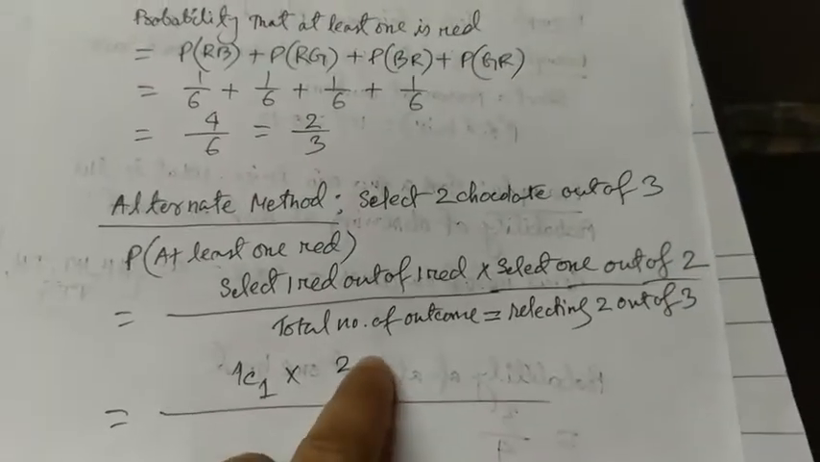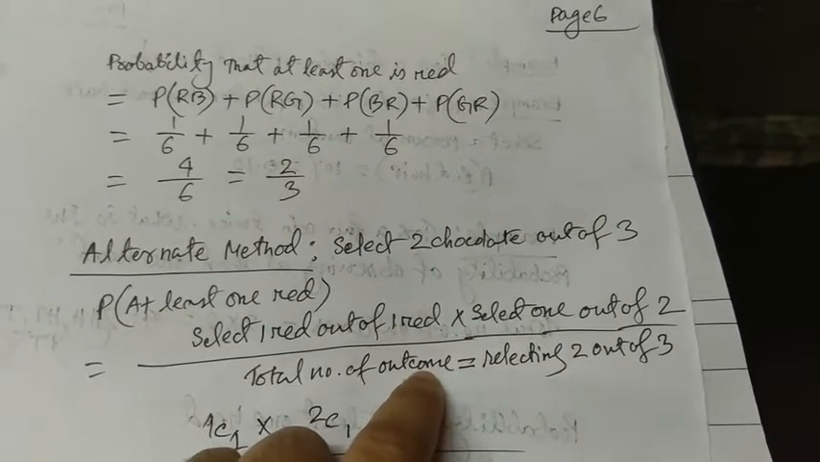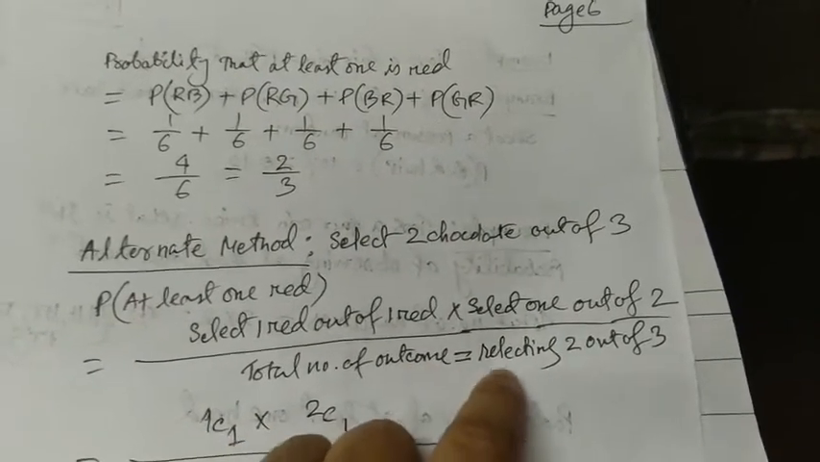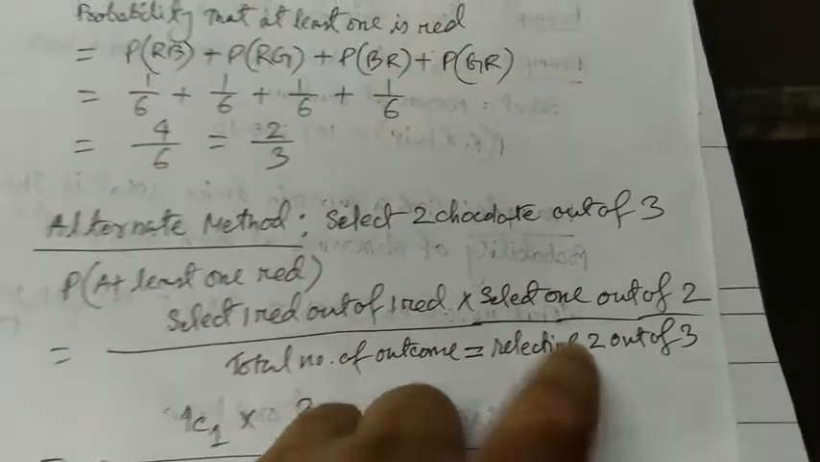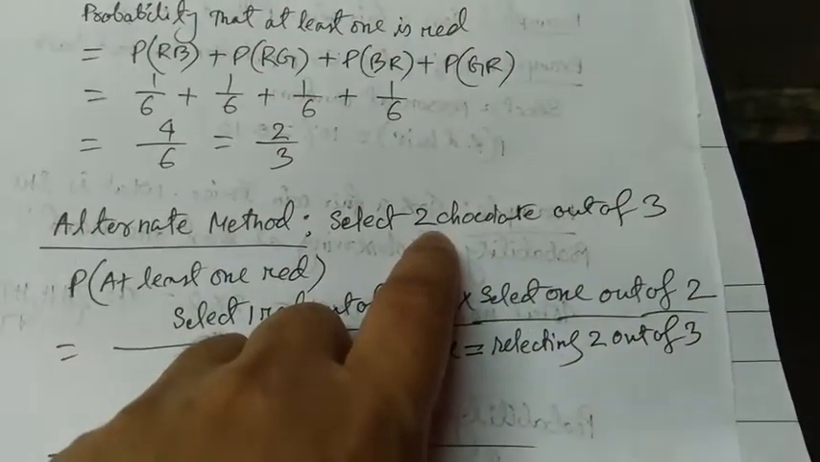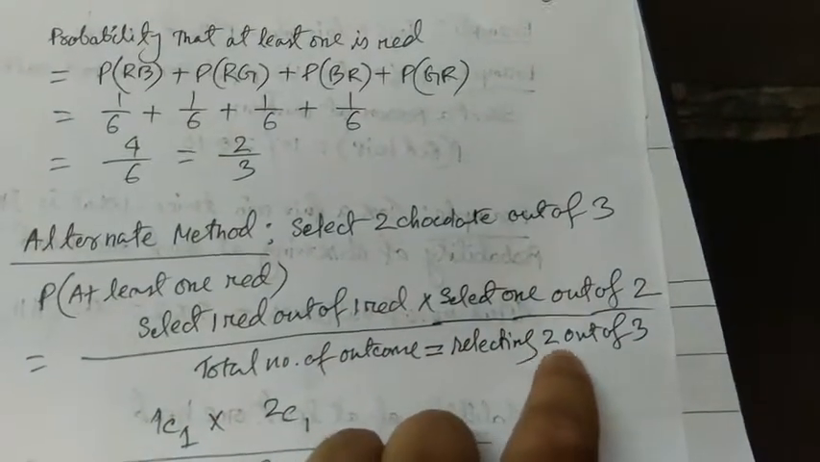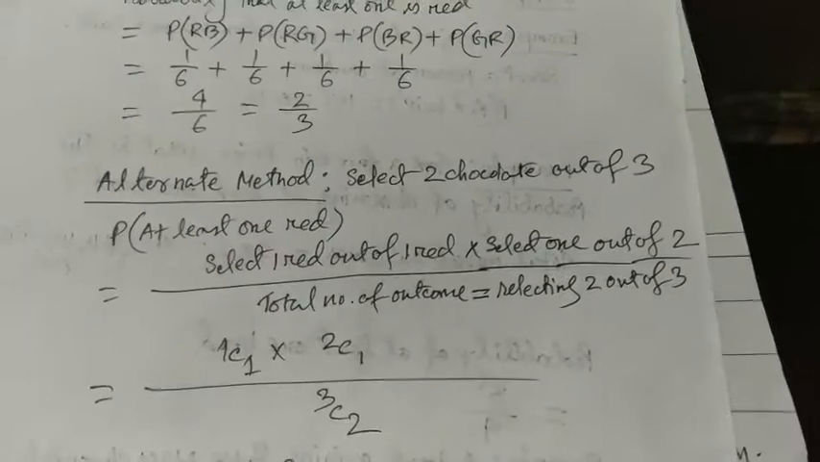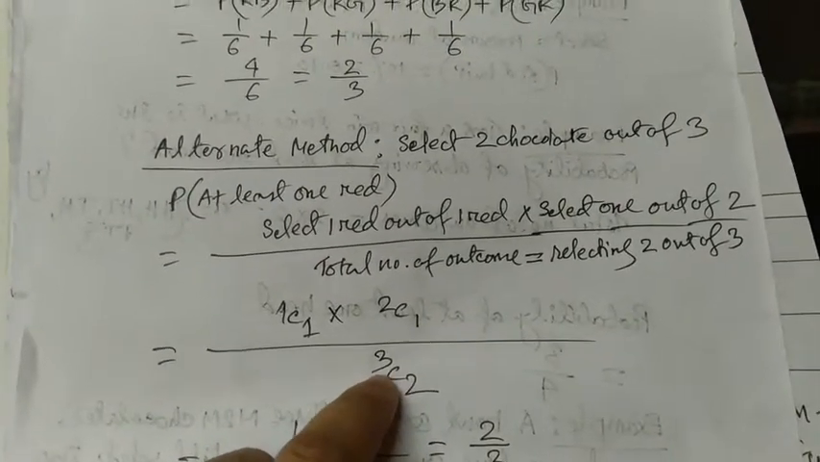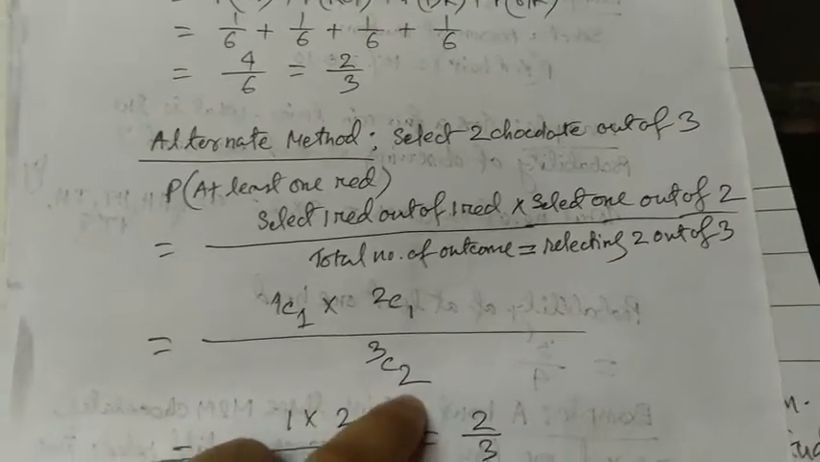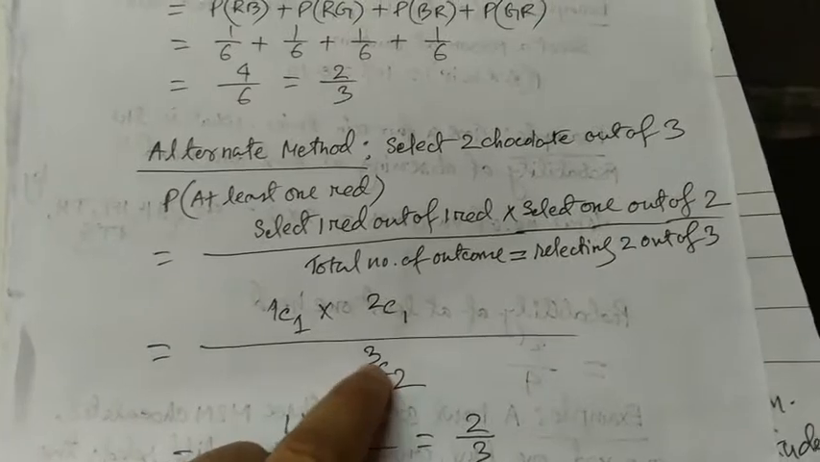And in the denominator, we always have the total number of outcomes. We can get the total number of outcomes by selecting 2 chocolates, because the child has to select 2 chocolates out of 3. Selecting 2 chocolates out of 3, we can do it in 3C2 ways. That means 3C2, this is a combination.